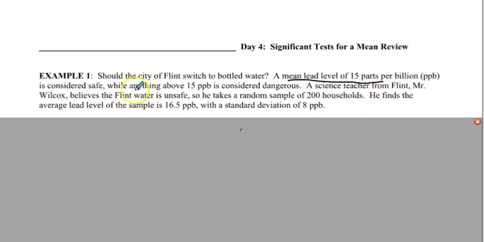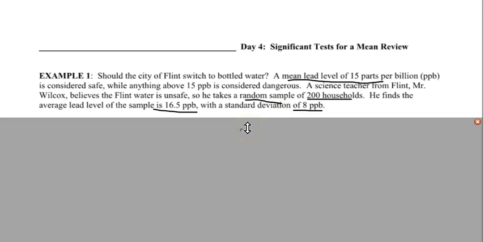A science teacher from Flint, Mr. Wilcox, believes the Flint water is unsafe. So he takes a random sample, that's important, 200 households. He finds the average lead level is 16.5 with a standard deviation of 8 ppb.